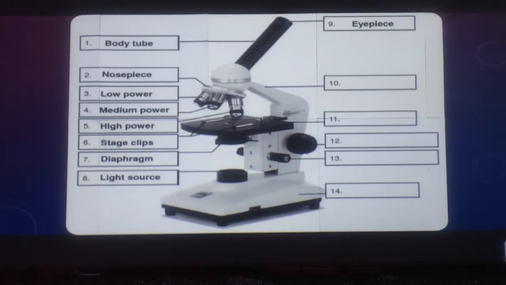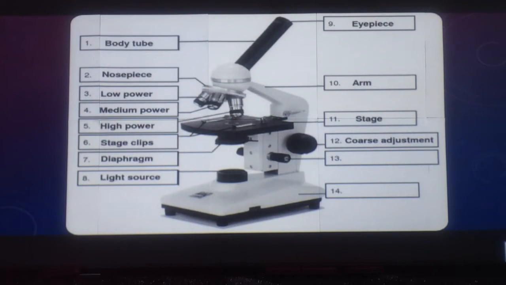Number 9, this is what we call the eyepiece. This is where you look inside. And this is what holds the objectives and the eyepiece in place. It's called the arm. This black area, this flat surface, is called the stage. And you have two of these.